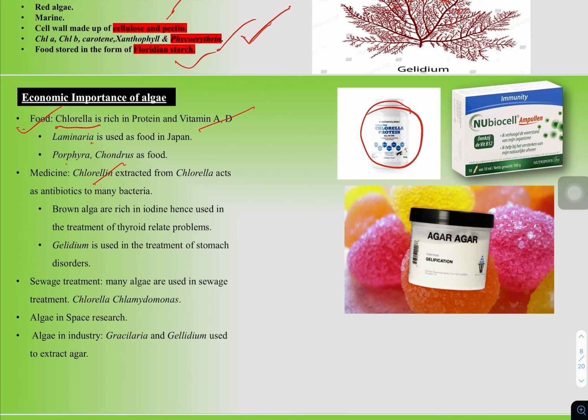Next, from the algae chlorella, an antibiotic called chlorellin is extracted, which is used in the treatment of many diseases caused by bacteria. It acts as an antibiotic. Many brown algae are rich in iodine, hence they are used in the treatment of thyroid related problems. Next, gelidium is used in the treatment of stomach disorders.